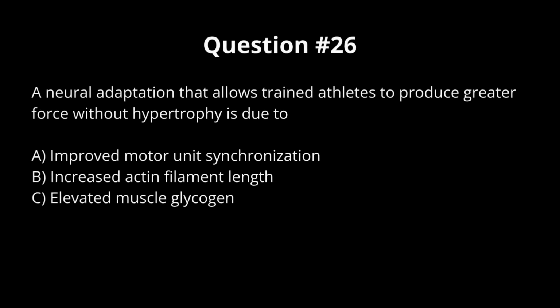Question number 26. A neural adaptation that allows trained athletes to produce greater force without hypertrophy is due to: A. Improved motor unit synchronization, B. Increased actin filament length, C. Elevated muscle glycogen. The correct answer is A. An improved synchronization of motor unit firing increases force output through better timing and coordination.